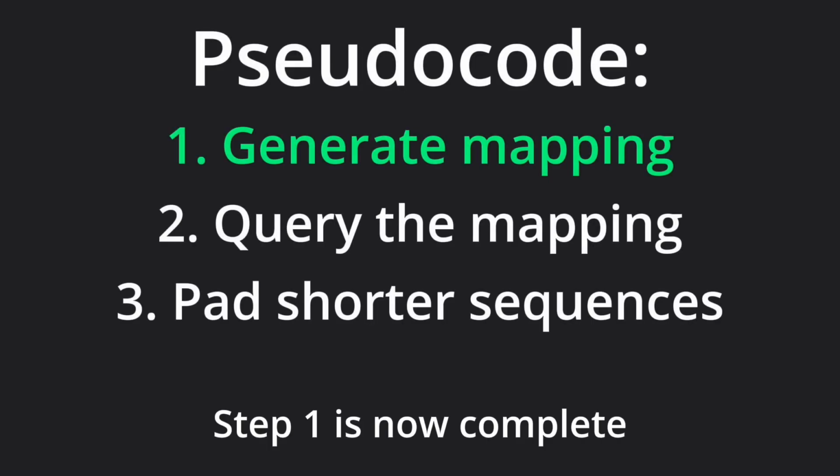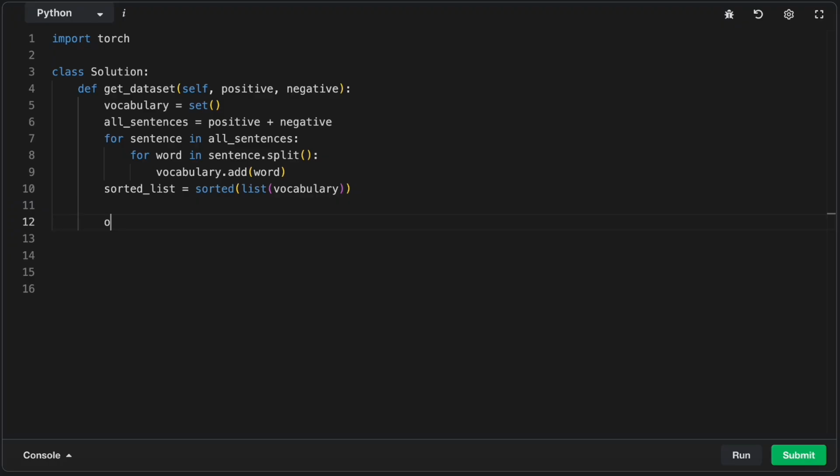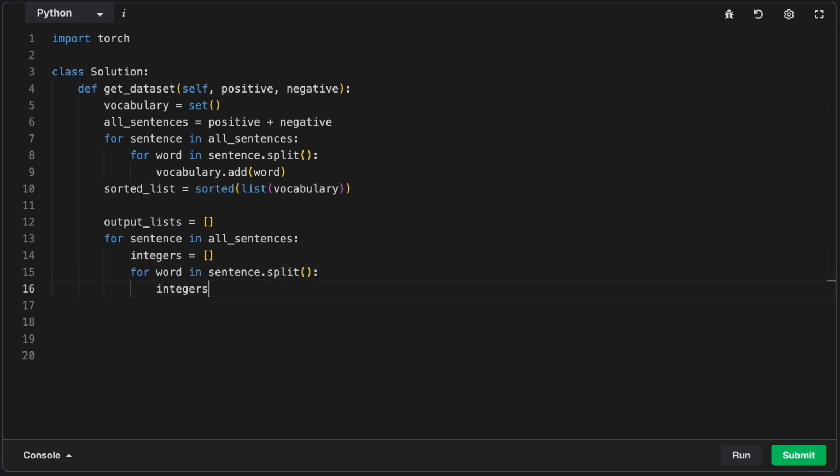Now that we have this mapping created, we can easily create the output lists. Let's define a list that will contain all the lists of integers. Let's iterate through each sentence again. Let's define a list of integers, iterate through each word, and append the corresponding integer for that word, which can be found by indexing into the dictionary.